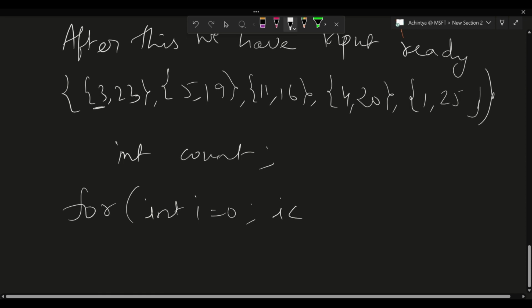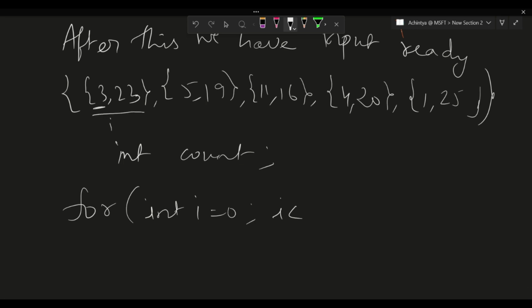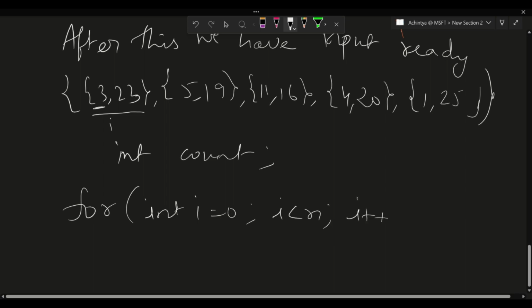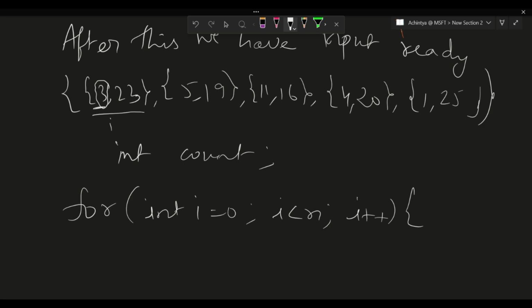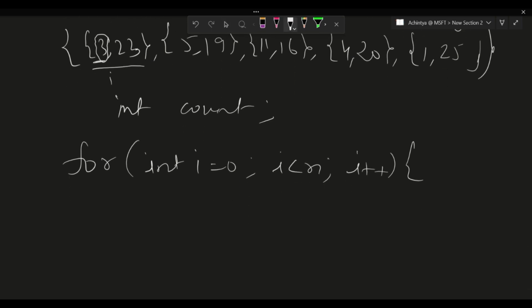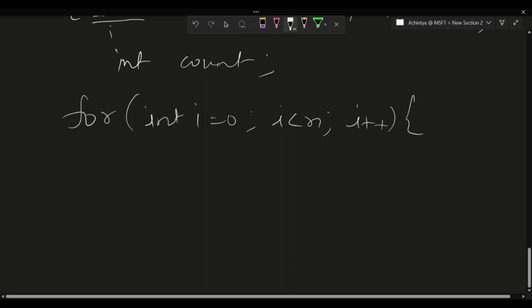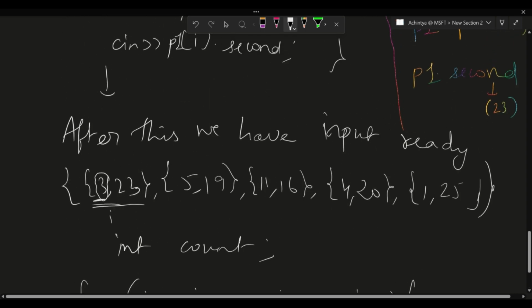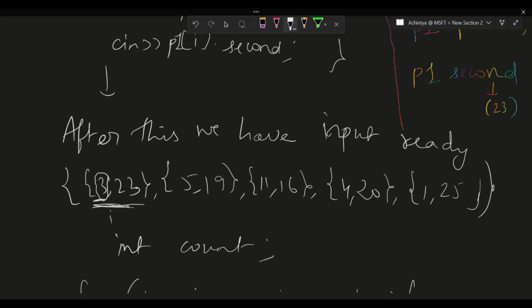Now I will declare a loop which will keep iterating on this vector of pair, keeping track of the pair which is currently being accessed. So i equal to 0, i less than n, i plus plus. Now I need to check my first variable with 5, 11, 4, 1. So my i is sitting here, and I need to check this i with other numbers.